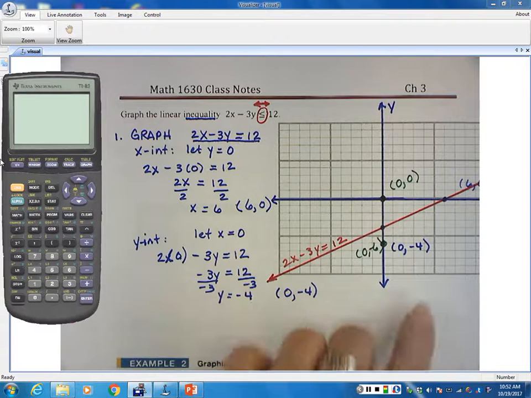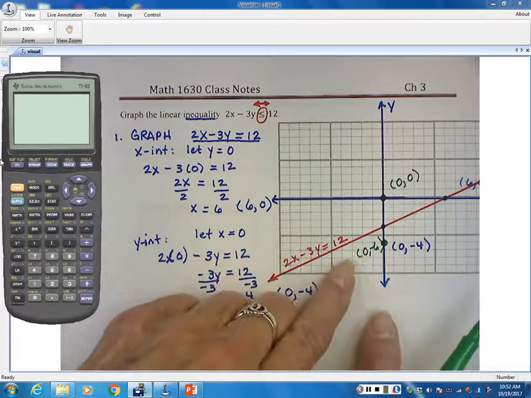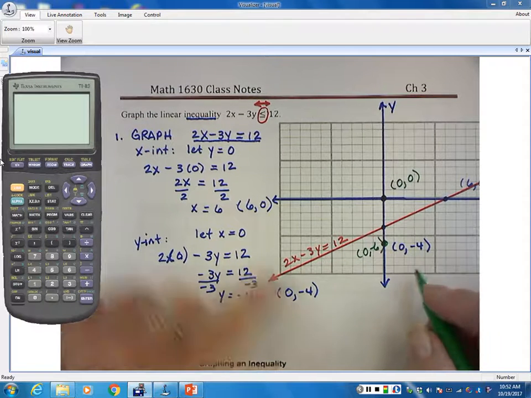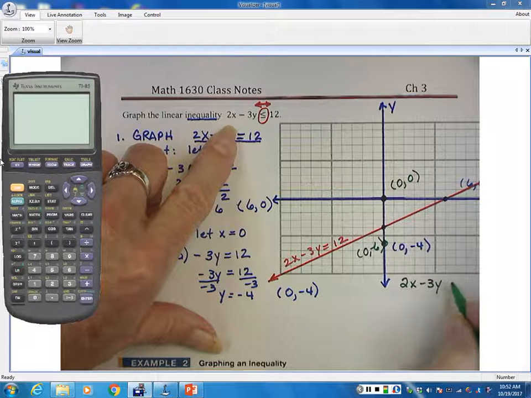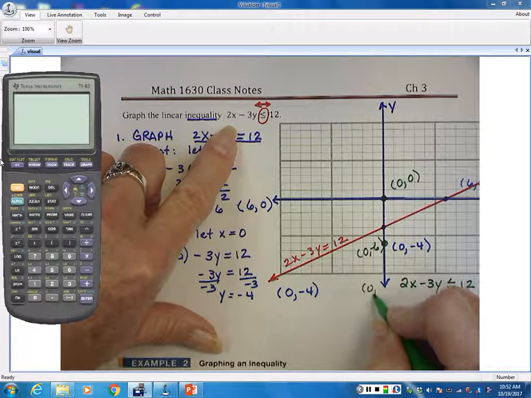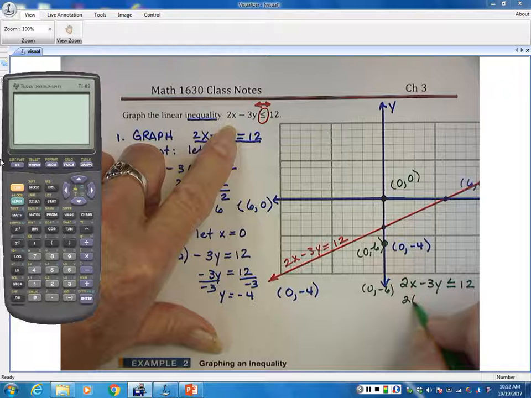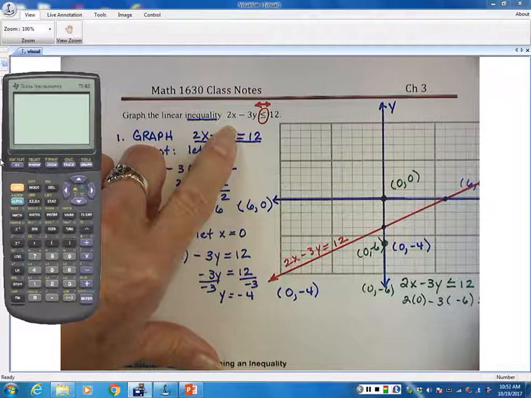Okay, now the key is to pick points on both sides of the line. Now eventually, we're going to work down to a process where you're only going to have to pick one side, and if one side works, then you know the answer to the other side. But I want to show you this time what happens on the two sides. If I choose the point 0, -6, and I go back to the original inequality statement, 2x minus 3y is equal to or less than 12, and I substitute in 0, -6, that's 2 times 0 minus 3 times -6, and my question is, is that equal to or less than 12?